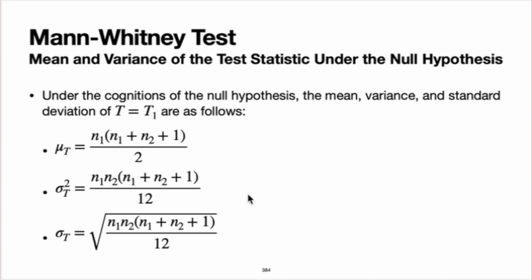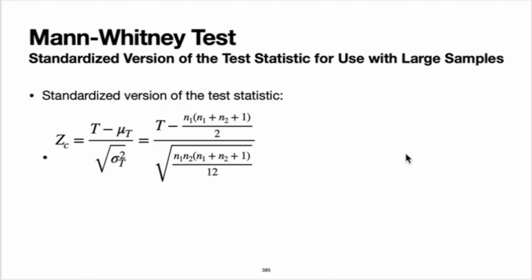So we have identified the mean, the variance, and then the standard deviation of the sampling distribution of t computed under the assumption that the null hypothesis is true. Then, instead of using the test statistic t, we're going to use a standardized version of it. And again, even though the formulas are different, all of this should look very familiar to you because this is the same procedure that we used in developing the normal approximation to the binomial distribution.